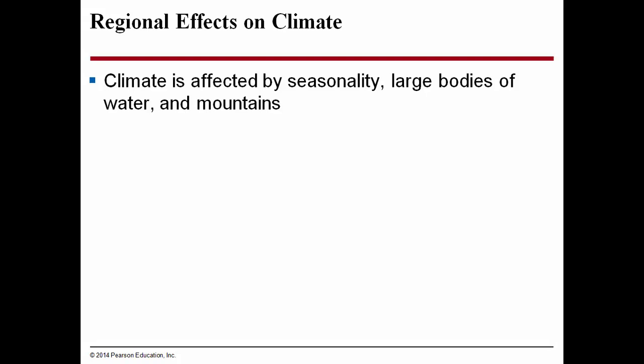Regional effects on climate. Climate is affected by seasonality, large bodies of water, and mountains. So the shape of the surface of the Earth can affect the wind patterns, and those wind patterns can cause warm air to be pushed up high and cool down, and as they cool, they relinquish their rain on one side of the mountains, and on the other side of the mountains, they may have no rain, and so they have what's called a rain shadow, where a desert may occur.